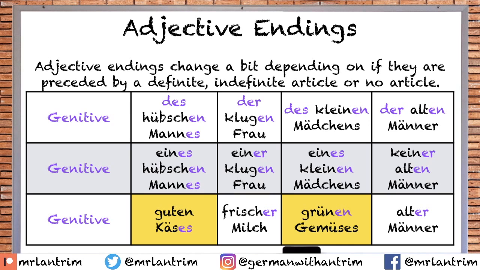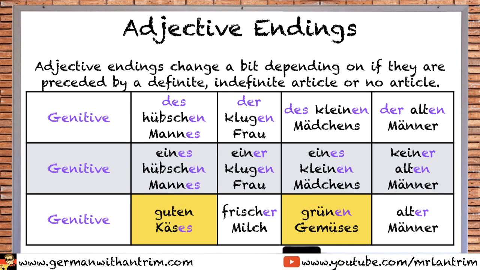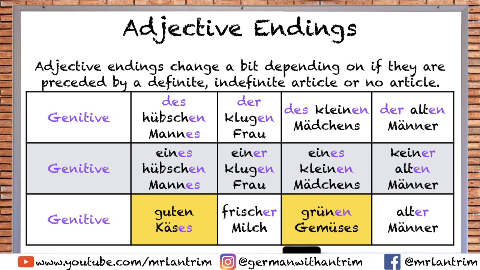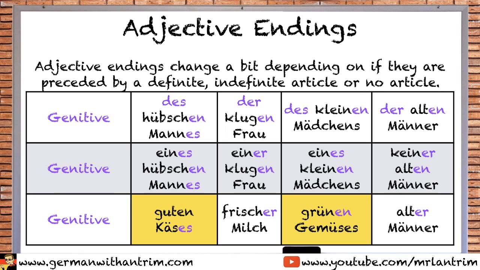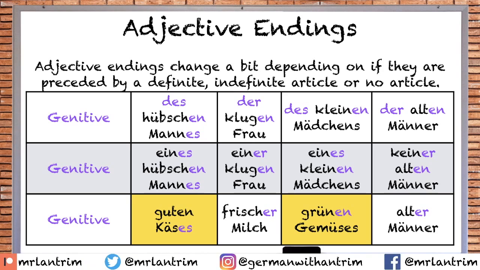Also that S there at the end of it should be in purple. Oops. And der alten Männer. Notice that at the end of the adjective, each one of them ends in en. The same thing happens in the genitive form here, where we have eines hübschen Mannes, einer klugen Frau, eines kleinen Mädchens, keiner alten Männer. So again, all of the adjectives in the genitive case use an en if there is an ein word or an indefinite article in front of them.